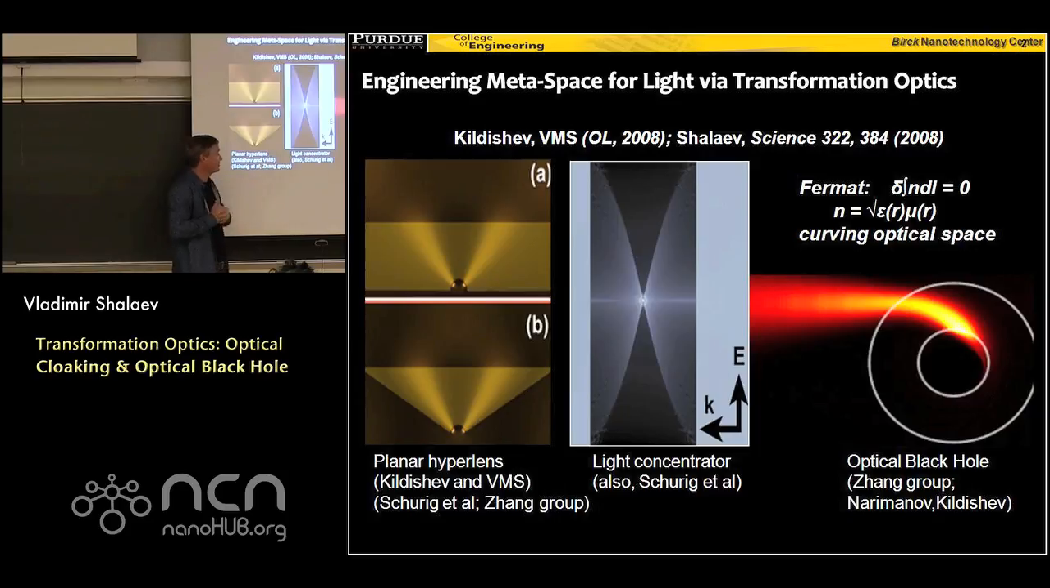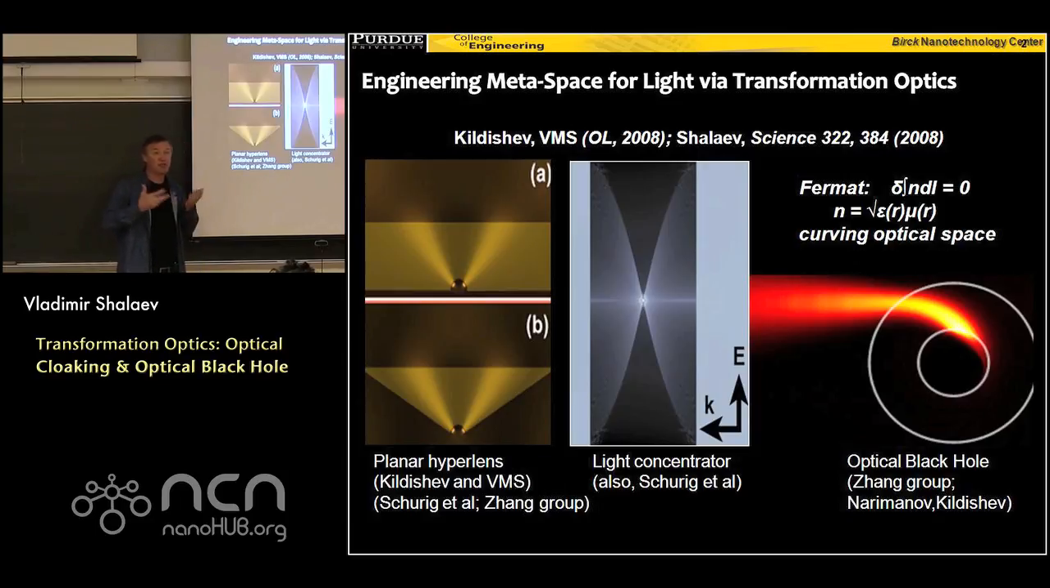You could also create this so-called light concentrator, where light could be actually brought into a very small area from all the directions. And by doing so, you could create exceptionally high energy densities. You could make this hyperlens, remember I briefly mentioned this hyperlens. You could make them in planar fashion. You could make them magnifying hyperlens. All this is because you basically create this smart distribution of epsilon mu in space. When I bring up this Fermat principle, it's a little bit of a simplification. And I will explain why.